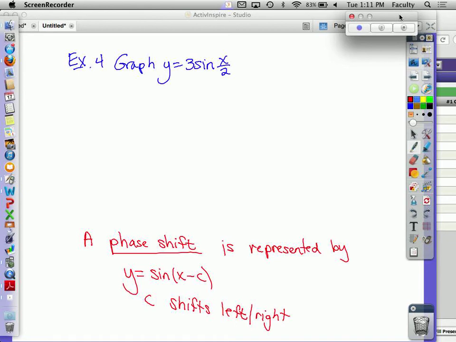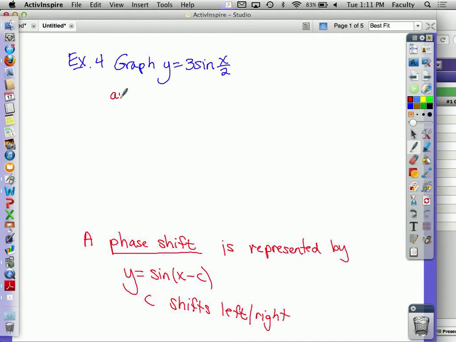Day 2. We're going to start with graphing y equals 3 sine x over 2. So you start with your amplitude. Remember, amplitude is the absolute value of the a value. It's also a distance, so amplitude cannot be negative. Even though a can be negative, the amplitude cannot be negative. The period is 2 pi divided by b, so 2 pi divided by 1/2 will be 4 pi.